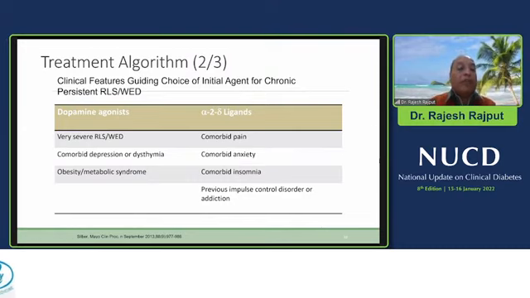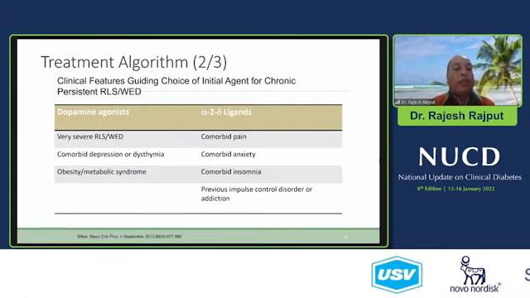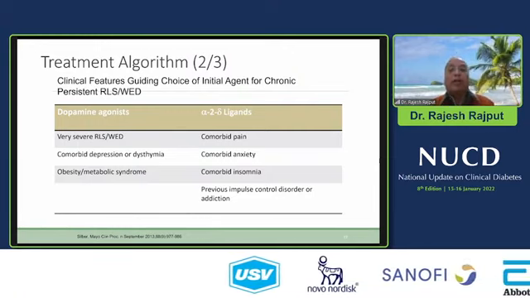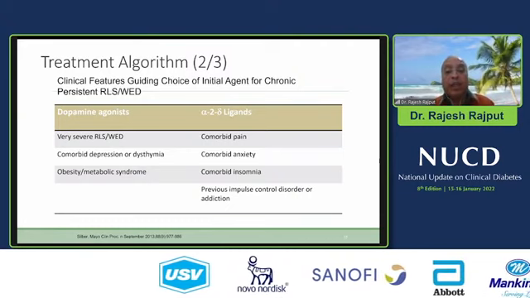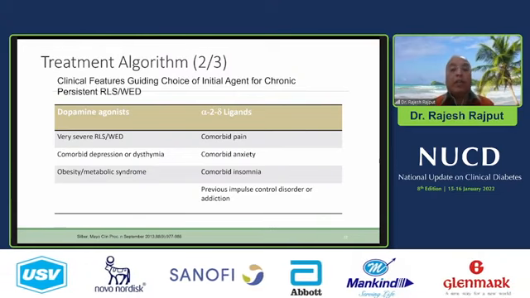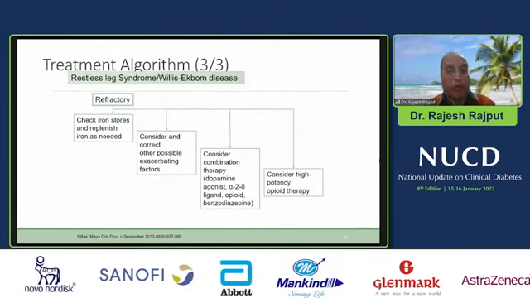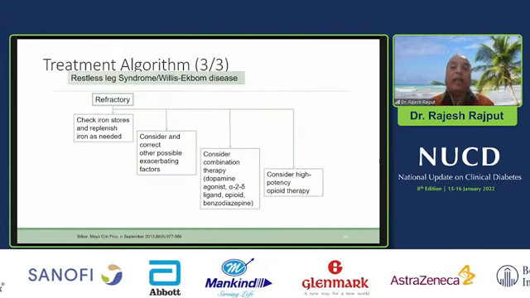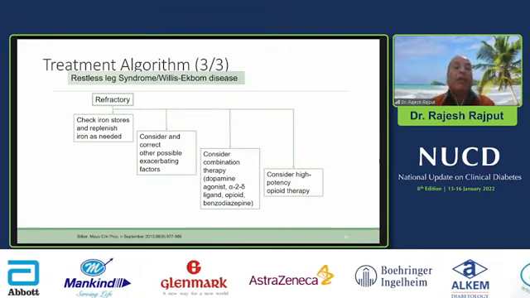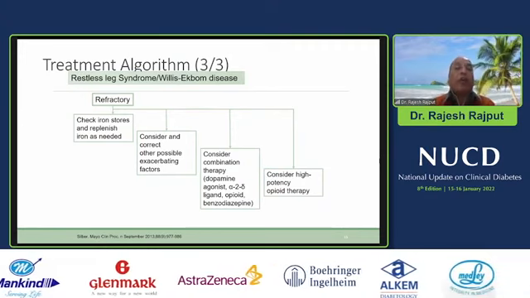If the patient has very severe restless leg syndrome, comorbid depression, obesity, or metabolic syndrome, then choose a dopamine agonist. If the patient has comorbid pain, comorbid anxiety, or previous other addictions, then choose an alpha-2 delta ligand. If the patient is not responding to one line of agent, again, as we have discussed, we can choose combination therapy. At the same time, try to find out reasons for refractoriness.